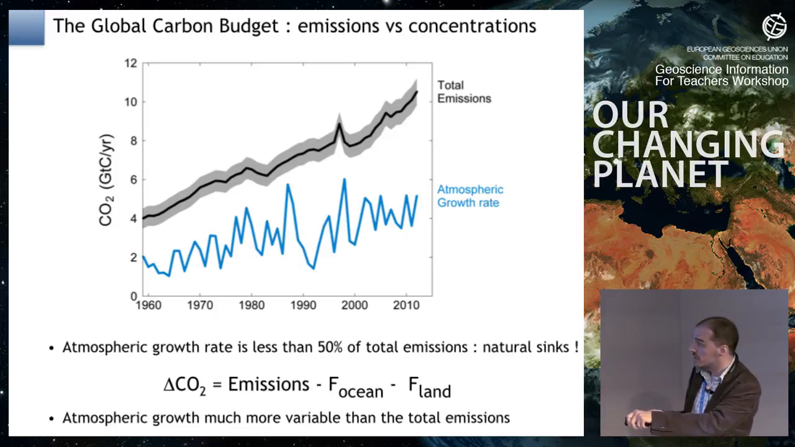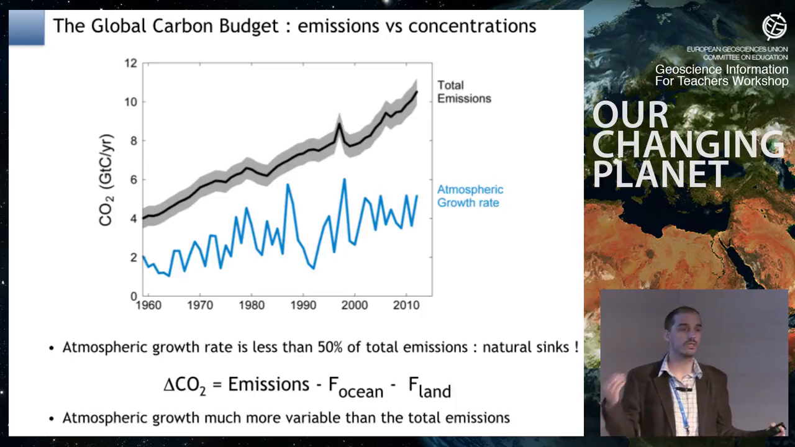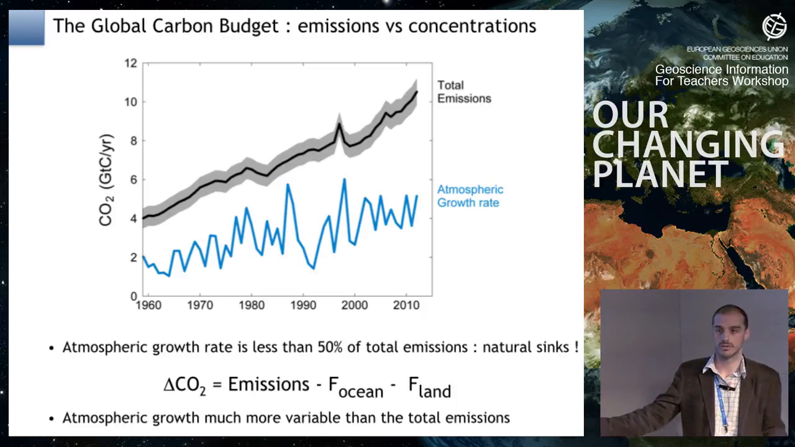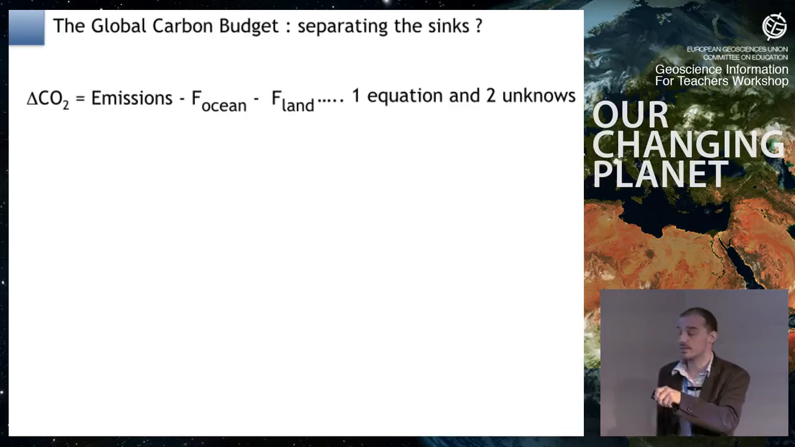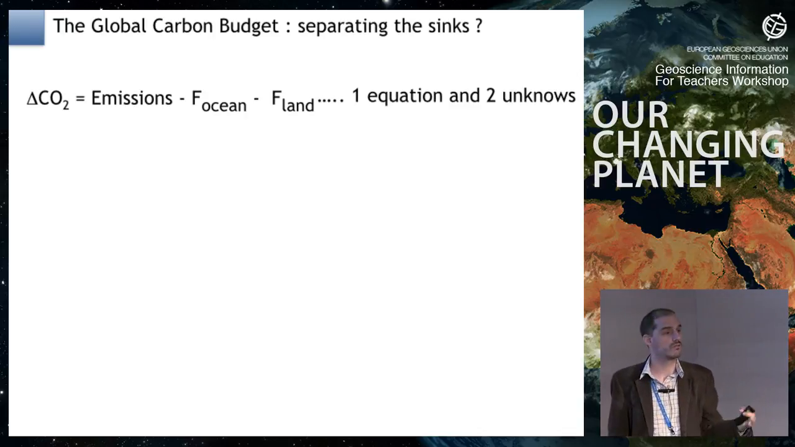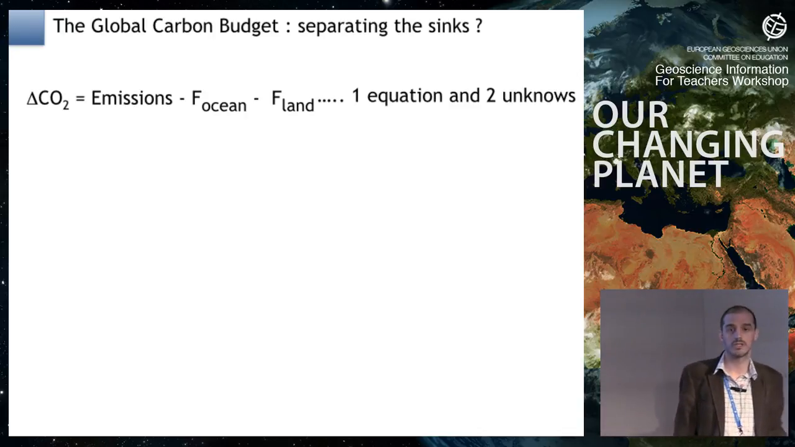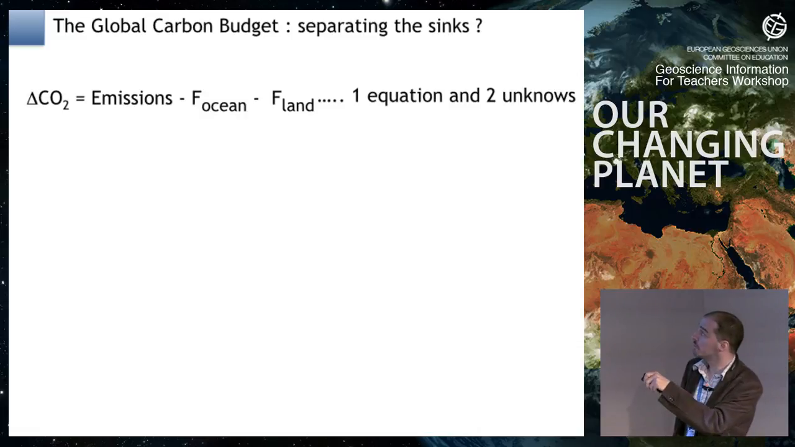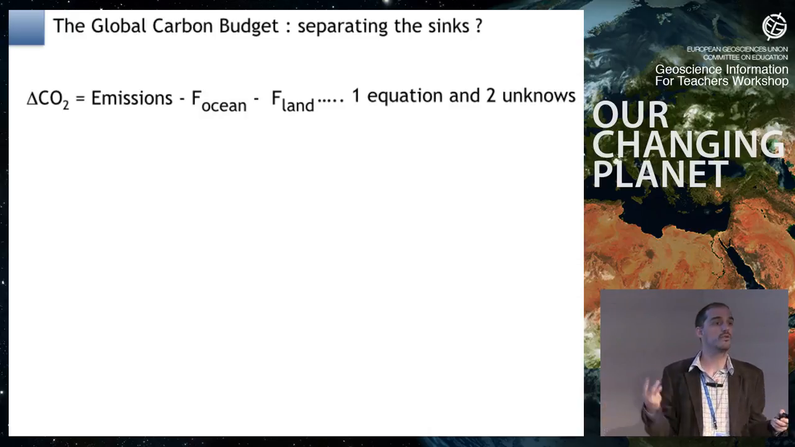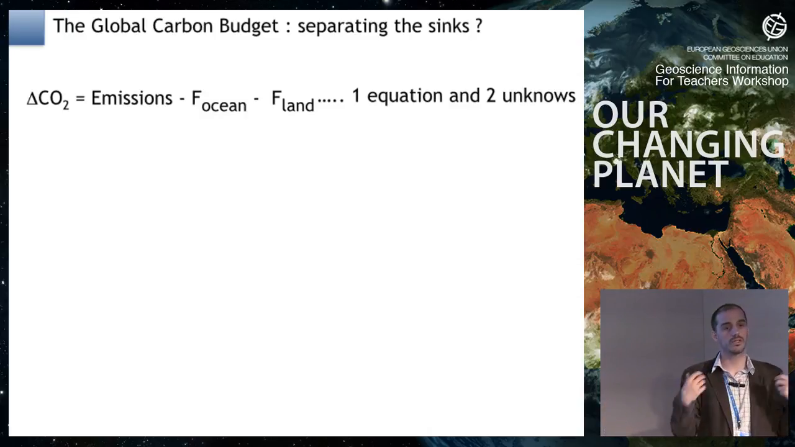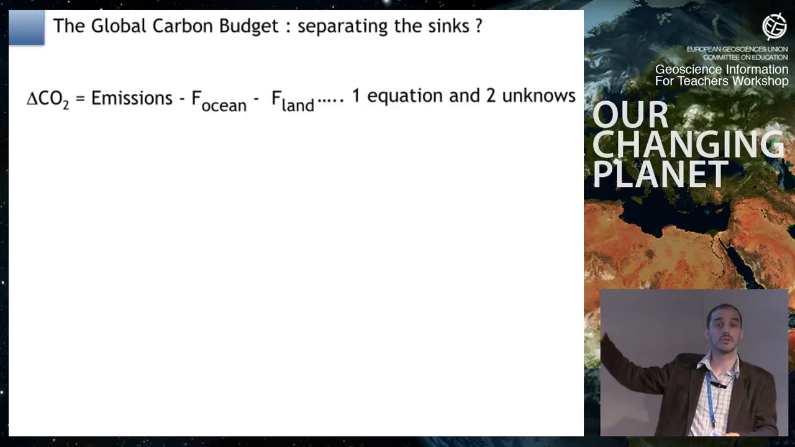Okay, so let's come back to these equations here. Delta CO2 equals emissions minus potentially two things, one to the ocean and one to the land biosphere. And if you use only these numbers that we know very well from Mauna Loa, but also from other atmospheric stations, and the emissions that I've been describing, we know them very well also from statistics, from the different countries and regions of the world. You have one problem here. You have only one equation, which is the carbon budget. And you have two unknowns, the sink to the ocean and the sink to the land biosphere. And of course, you can't solve this equation with two unknowns and one equation.